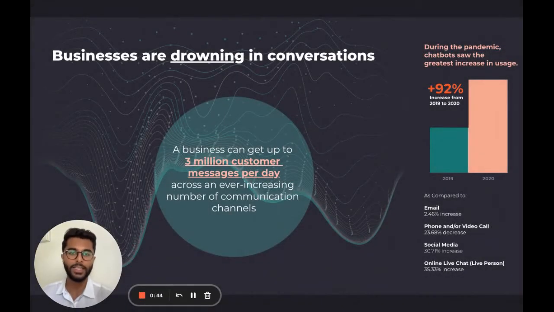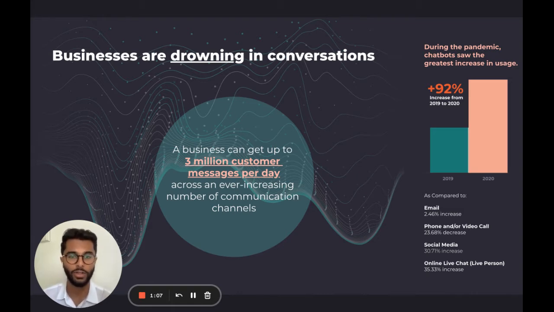When businesses invested in conversational AI as a result of the pandemic, they increased the number of channels that customers can communicate with them. But as a result, they began to drown in conversations. Not having the proper solutions and analytic tools to understand this data means that all this information is essentially lost into a black hole.